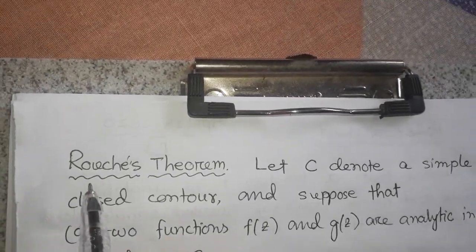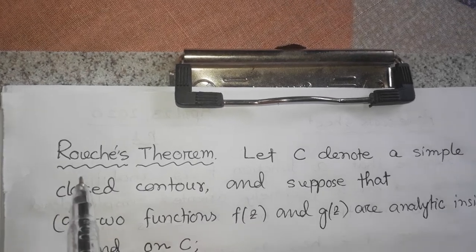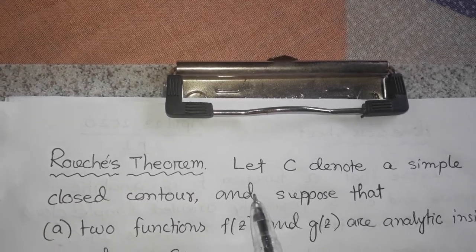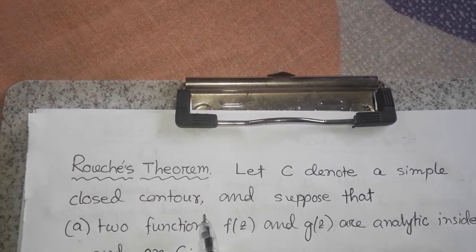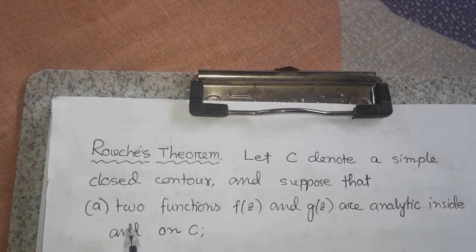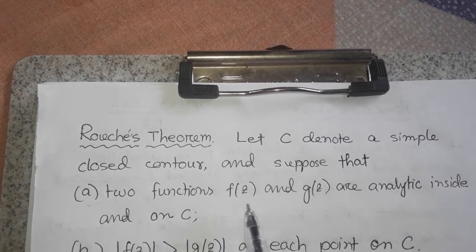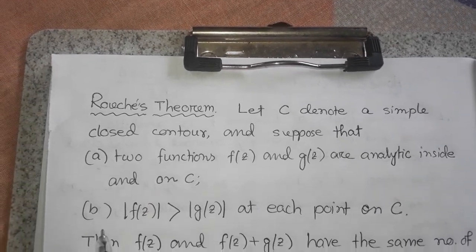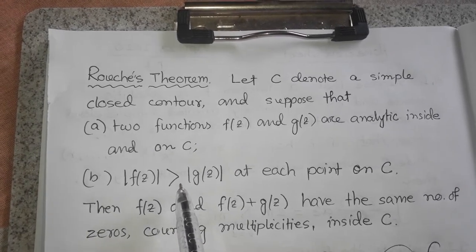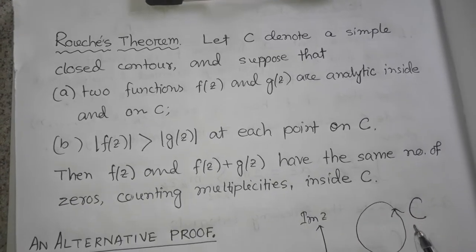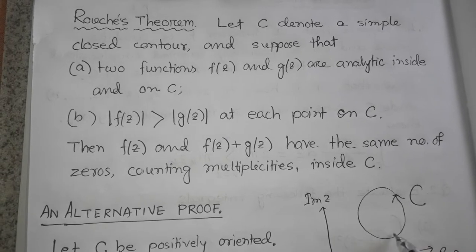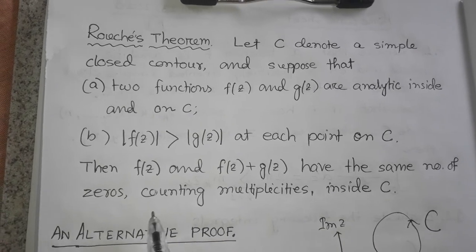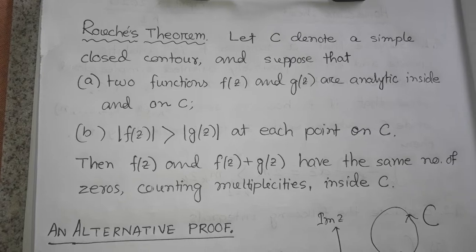So in a previous video, we already proved Rouche's theorem. This theorem states: let C denote a simple closed contour, and suppose that these two conditions are satisfied. A: the functions f(z) and g(z) are analytic inside and on C. B: the modulus of f(z) is strictly greater than the modulus of g(z) at each point on the contour. Then f(z) and f(z) plus g(z) have the same number of zeros, counting multiplicities, inside C.